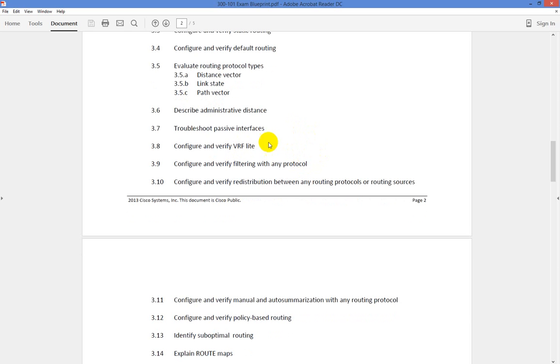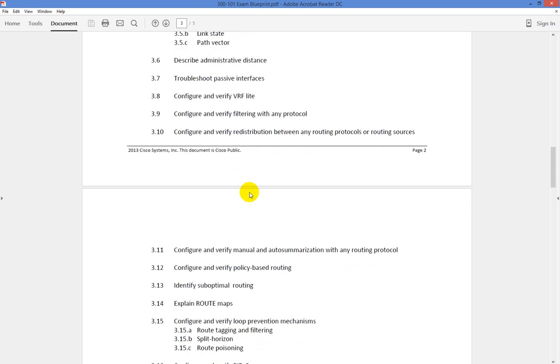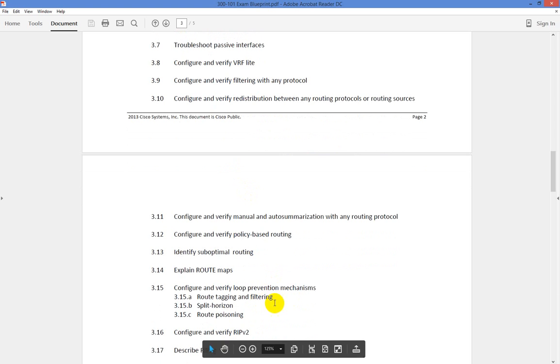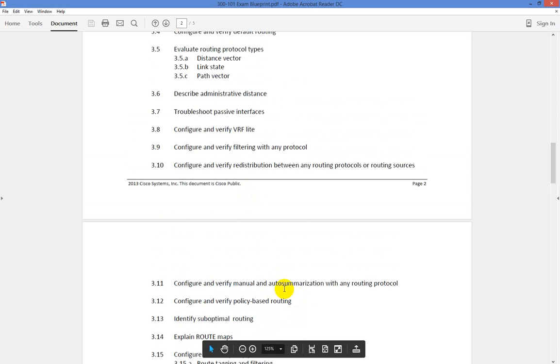Then some of these other topics, like filtering and redistribution, manual and auto summarization, policy routing, and identifying suboptimal routing, are going to be done as we go through the protocols on a per-protocol basis. Then we're going to do redistribution, and talk about how that would come into play, and then preventing loops and things like that. One of the next videos, we're going to talk about VRF Lite and how that works.